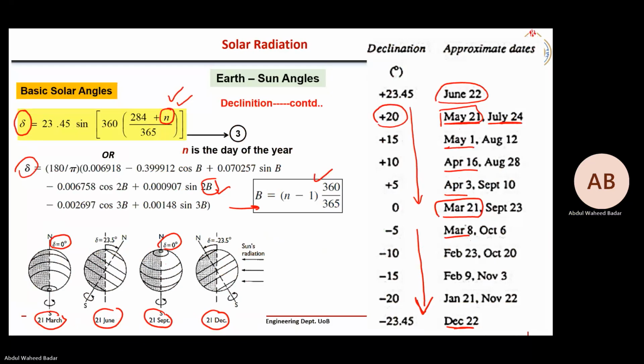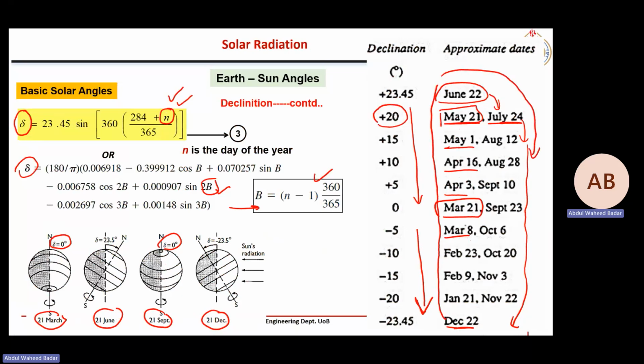Okay. So the correct way to see this is June to July, July to August, September, October, November, December. Right. Then December to January, February, March, April, May, June. That's how this is shown. Anyways, we have this equation, this one or this one. Just put the nth day of the year and find out the declination angle.